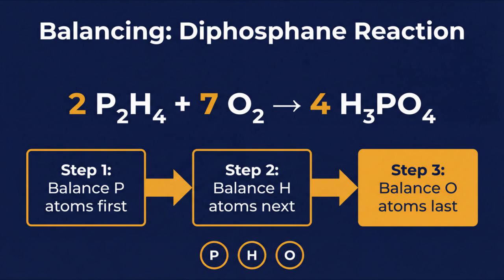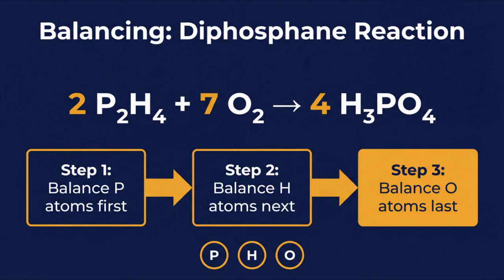Now, balancing equations. This one's about diphosphane. The trick is to balance the trickiest elements first. Start with phosphorus. We need 2 molecules of P2H4 to get our phosphorus atoms balanced. Then balance hydrogen. That gives us 4 H2O molecules. Finally, count up all the oxygen atoms. We need 14 total, so that's 7 O2 molecules. The answer: X equals 2, Y equals 7, Z equals 4. The method? Balance non-hydrogen, non-oxygen atoms first, then hydrogen, then oxygen last.